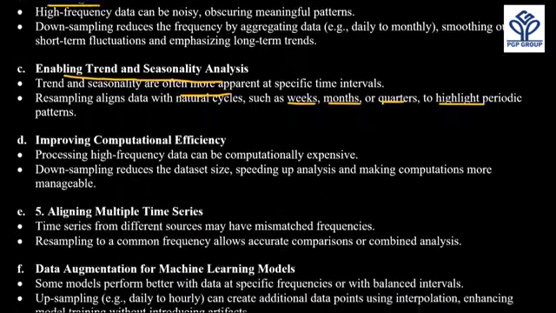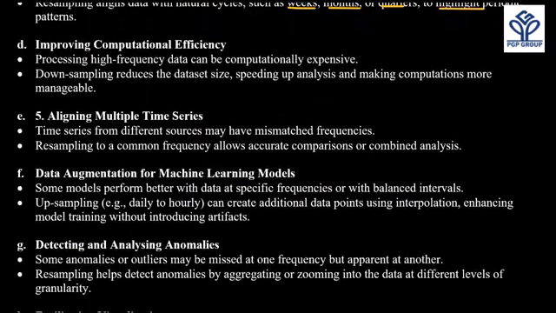You can see here improving the computational efficiency. Just go through the points and automatically you can explain what exactly that is. So if you do the down sampling, you can reduce the size and automatically it will be faster. Your computation cost will be less.